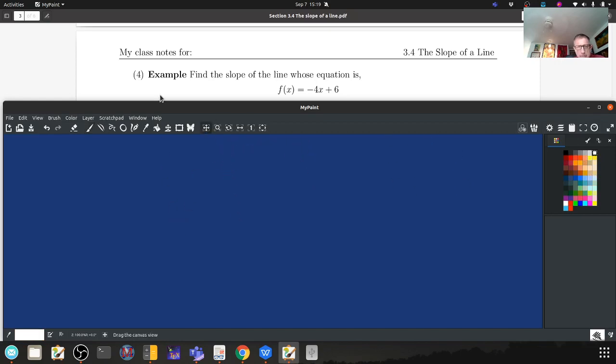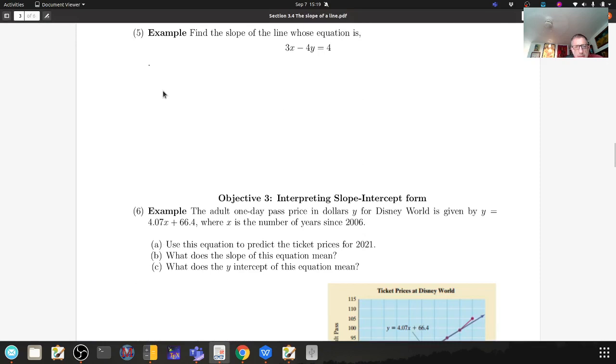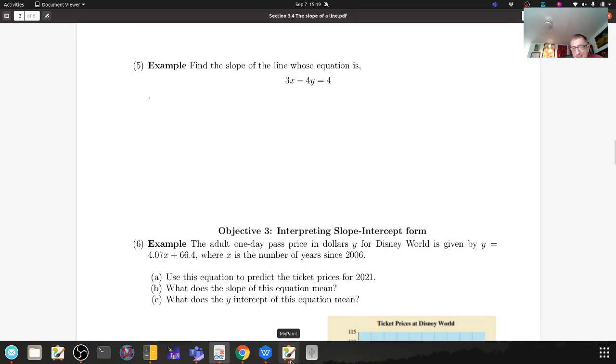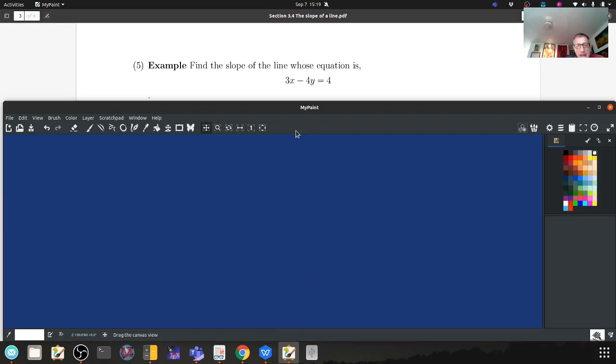Let's do another one. Here we have find the slope of the equation. So here the easiest way to do it when you're asked the slope is just to solve for y. Sorry, solve for y is what we're going to be doing. So we're going to find the slope of the equation 3x minus 4y is equal to 4. The easiest way to do it is to solve for y. There are other ways to do it. So let's solve for y.